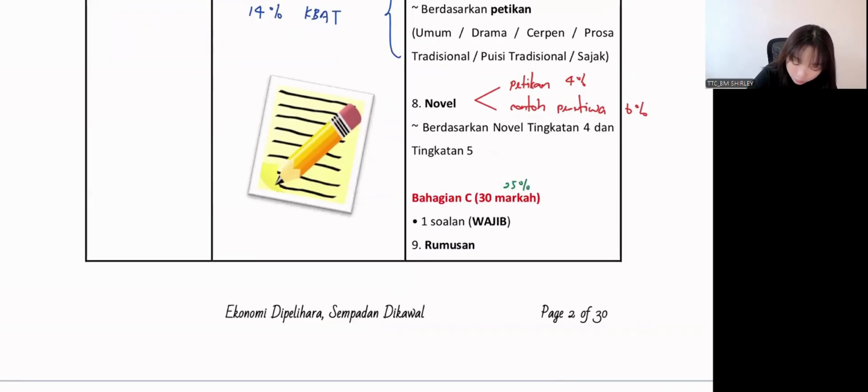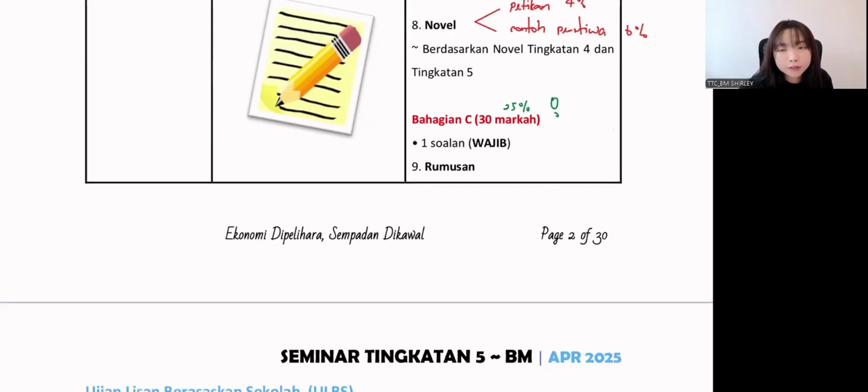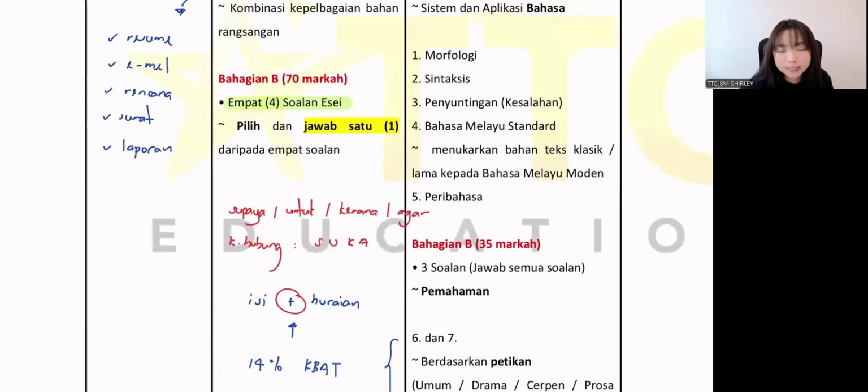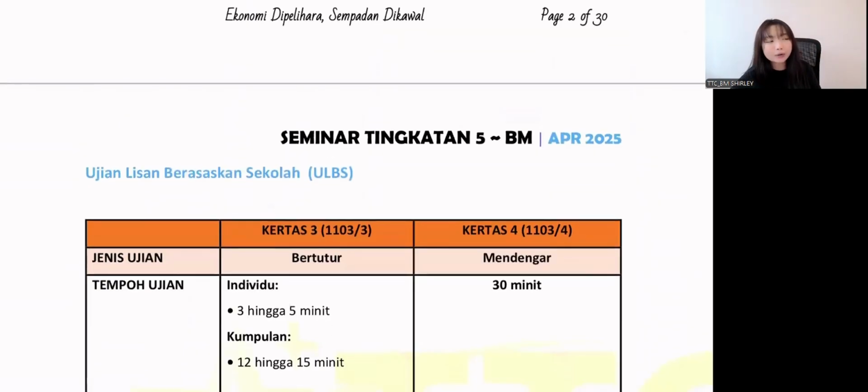Because it is 30 marks, you will need to get 25 and above in order to score another grade or to pass the paper. Okay. All right. So right now, kertas 1 and kertas 2 are done. So right now we look at kertas 3 and also kertas 4. So for kertas 3 and kertas 4, it is something like this.